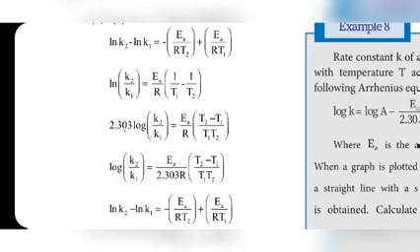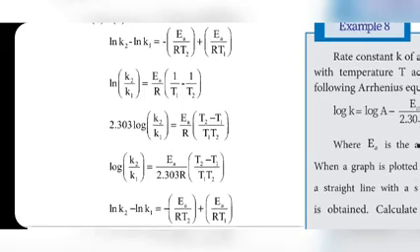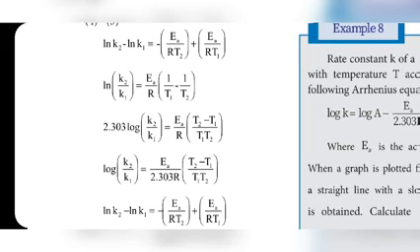If the 2.303 goes to that side, you will get log k2 by k1 is equal to Ea by 2.303 into T2 minus T1 divided by T1 T2. Already we know in log, if minus is there we can put division, and if division is there we can put minus. So log k2 by k1 is equal to Ea by 2.303 R into T2 minus T1 divided by T1 T2.